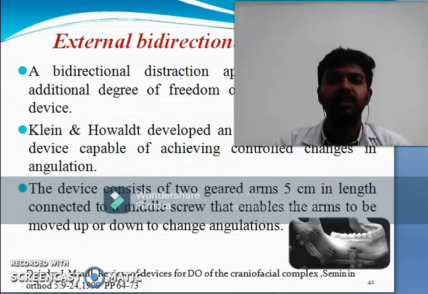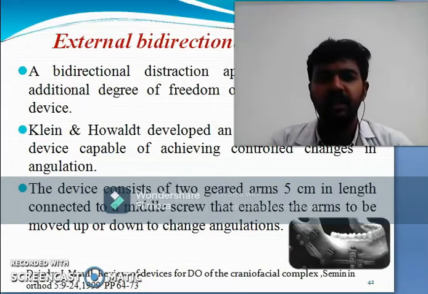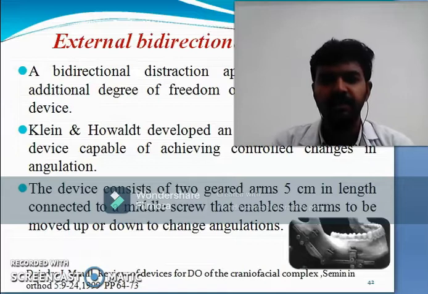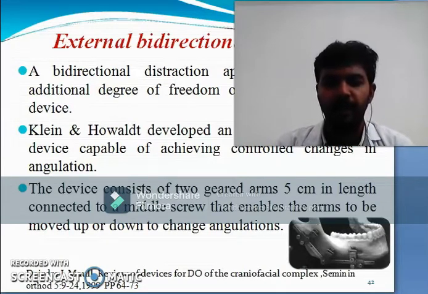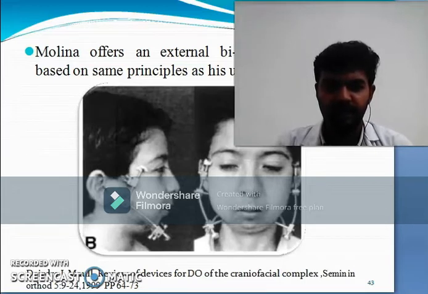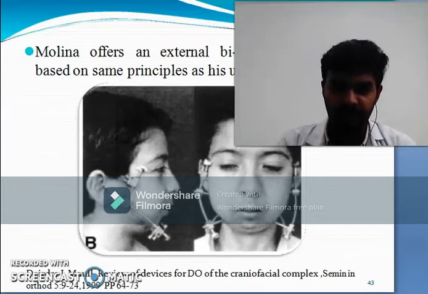External bidirectional distraction. The bidirectional distraction appliances provide an additional degree of freedom over the unidirectional device. Klein and Howard developed an external bidirectional device capable of achieving controlled changes in angulation. The device consists of 2 geared arms 5 cm in length connected to the middle screw that enables the arms to be moved up and down to change the angulation. Molina offers an external bidirectional distractor based on the same principle as his unidirectional device.